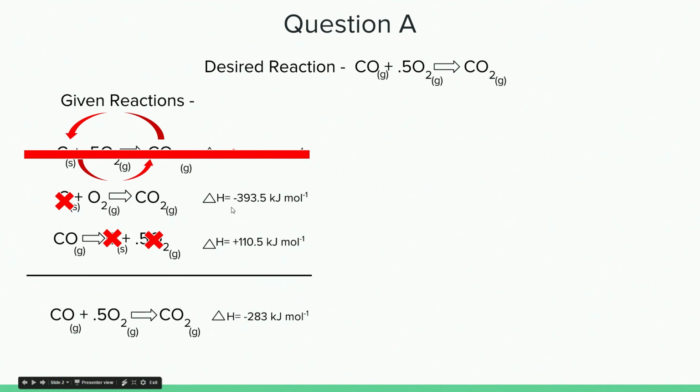And all we have to do to get the delta H of this is just add the two of these, and you end up getting negative 283 kilojoules per mole.